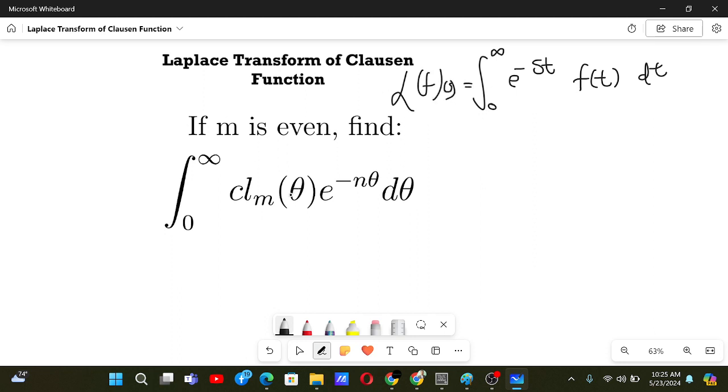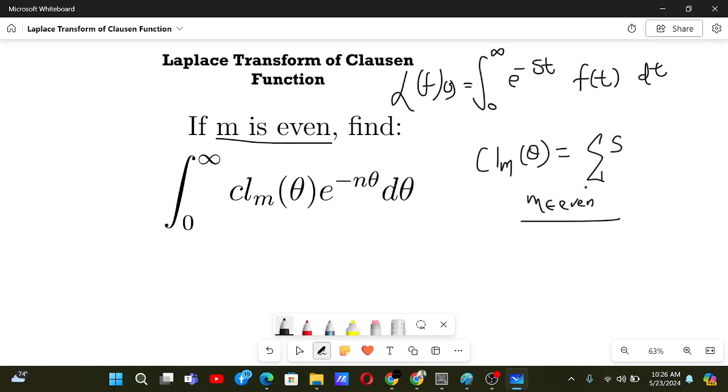Now we are doing a similar thing over here, but because the Clausen function of order m of theta is defined differently when m is even or m is odd, we are just considering m is even. In this case the definition is the sum from k equals 1 to infinity of sine k theta by k to the power m. We will just consider this function and then find the Laplace transform.